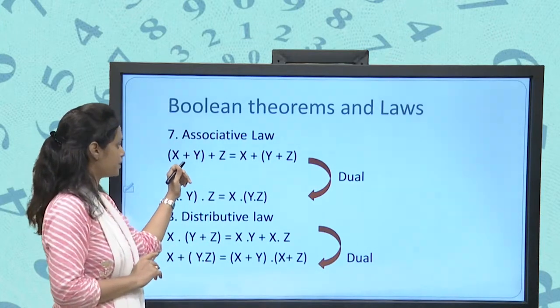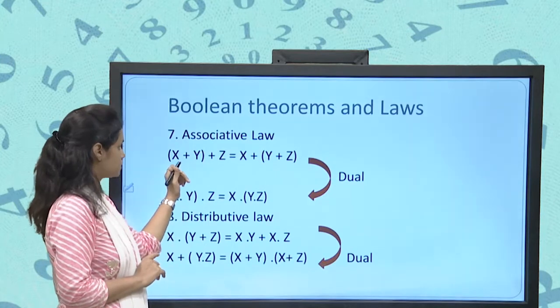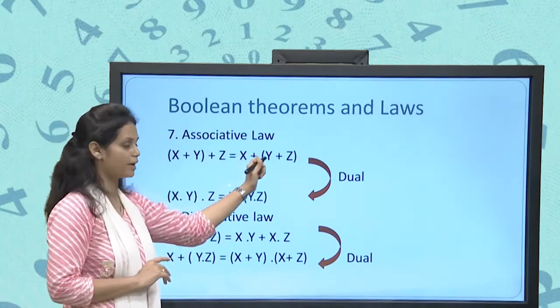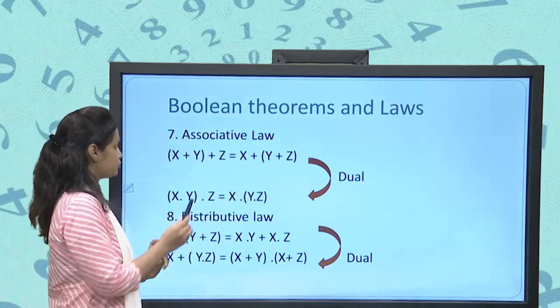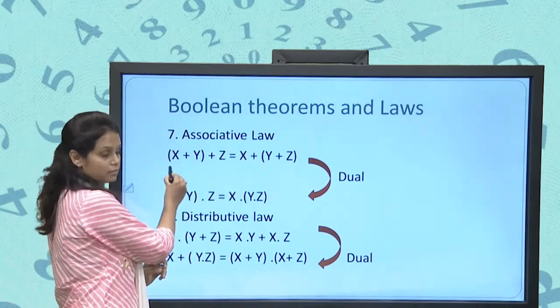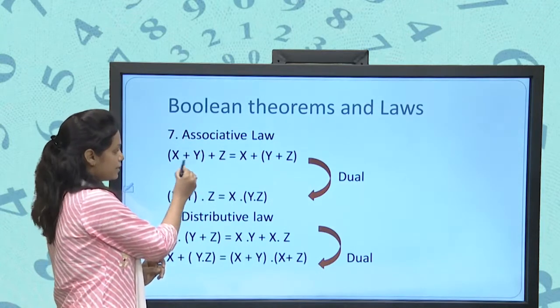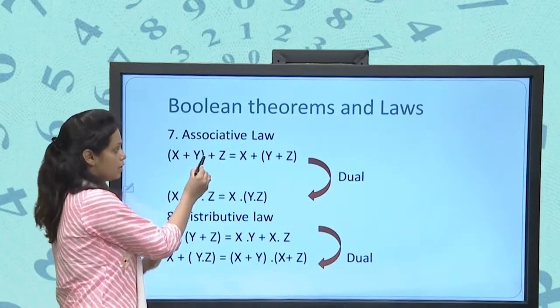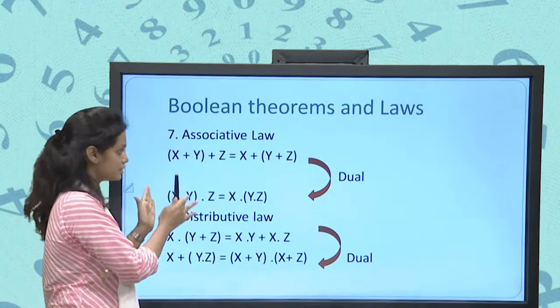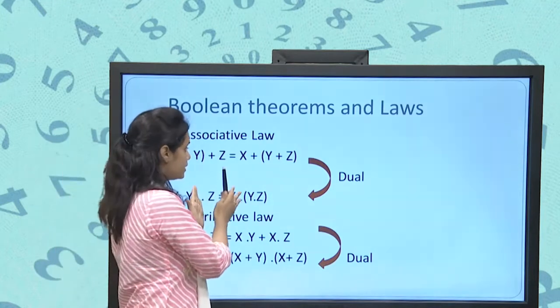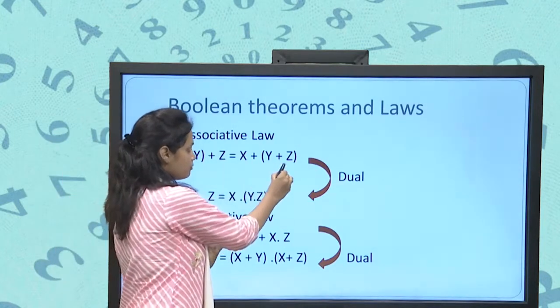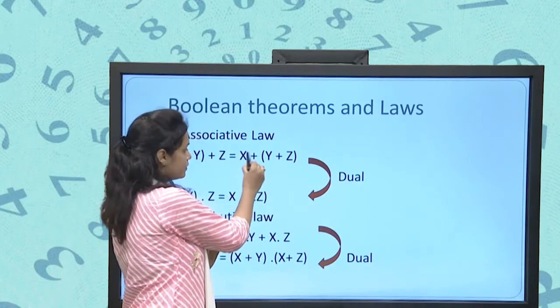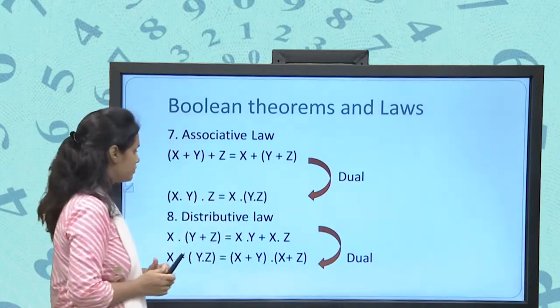x plus y plus z equals x plus y plus z. That means, suppose first we perform the operation x plus y, and then with the answer of this we perform the plus operation with z. Whatever the answer in this case, that will be the same if we perform first y plus z and then add x to it. Fine. We will write the dual of this.